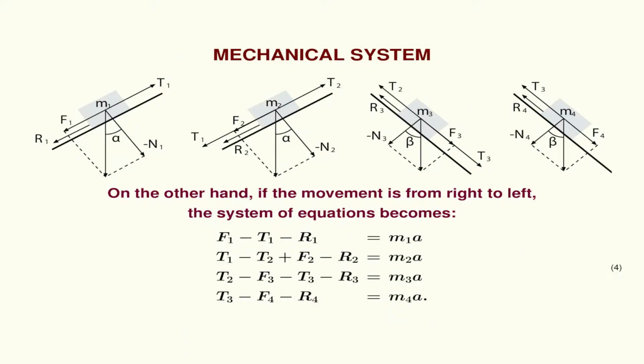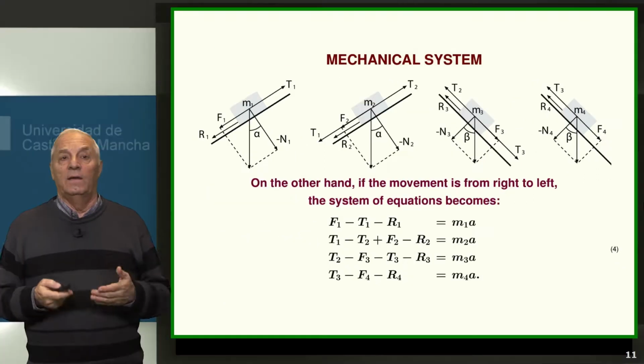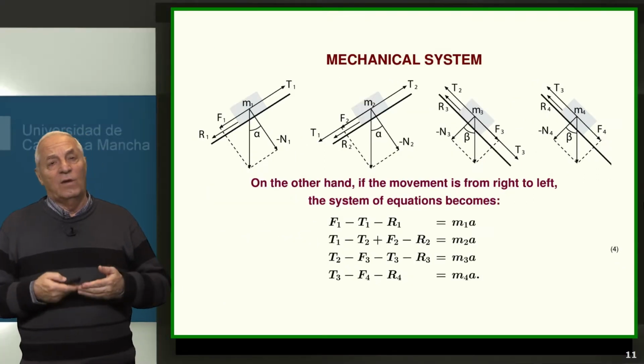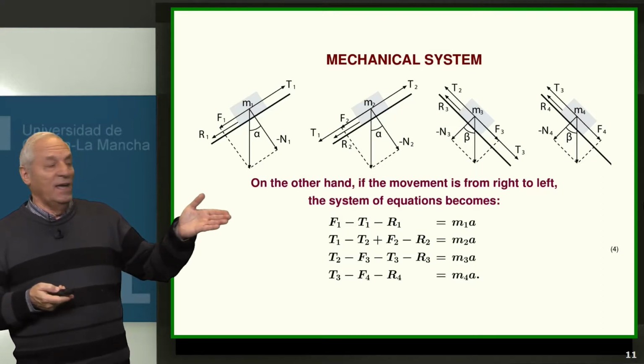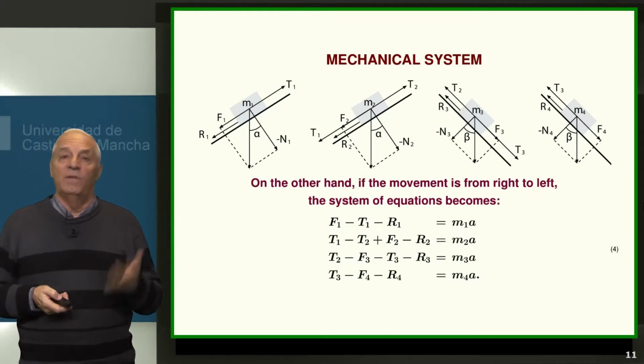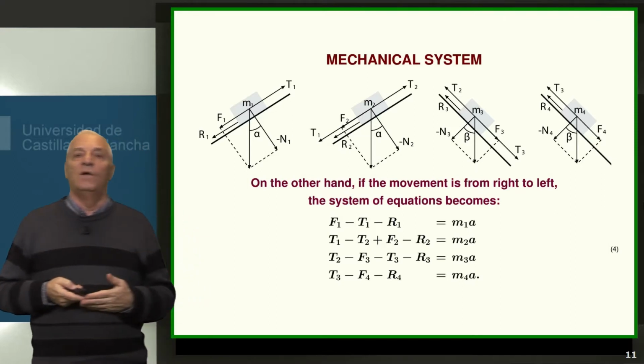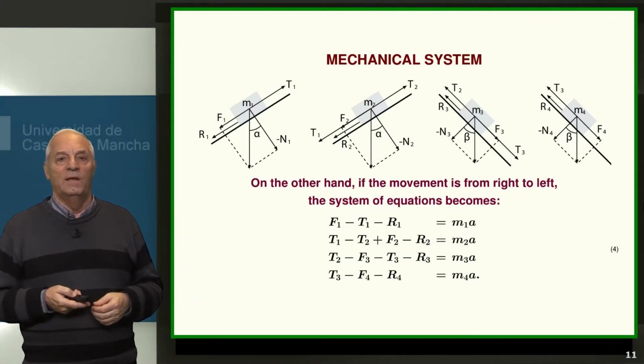If the system moves from right to left instead of left to right, we should consider the new equations, with some changes of signs, and this equation would arise. It can be shown that it is effectively always compatible, as it was in the previous case.